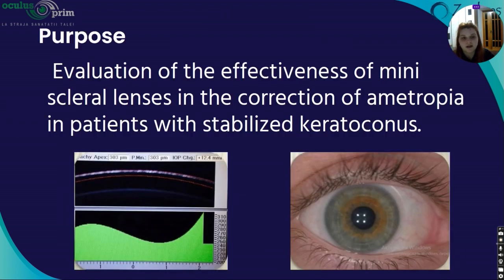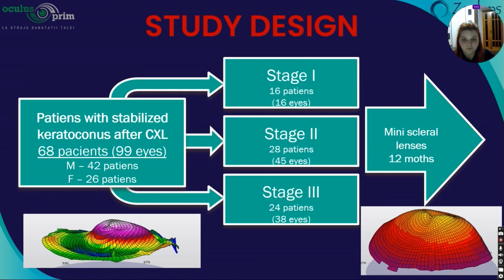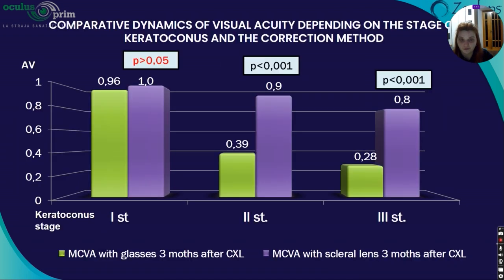The purpose of the study was to evaluate the effectiveness of mini-scleral lenses in the correction of ametropia in patients with stabilized keratoconus. All patients were diagnosed standardly. The study included 68 patients with stabilized keratoconus after cross-linking. Stage 1 was registered in 16 patients, stage 2 in 28 patients, and stage 3 in 24 patients. All patients applied mini-scleral lenses for 12 months.